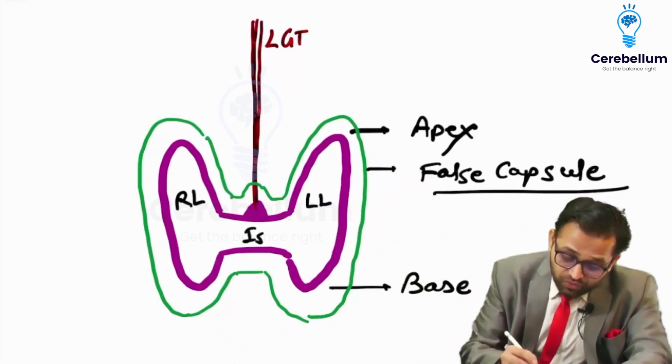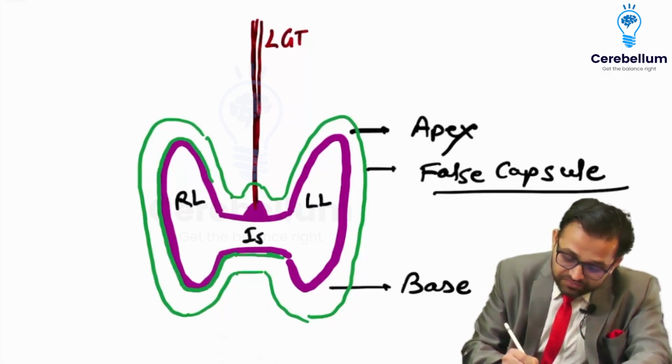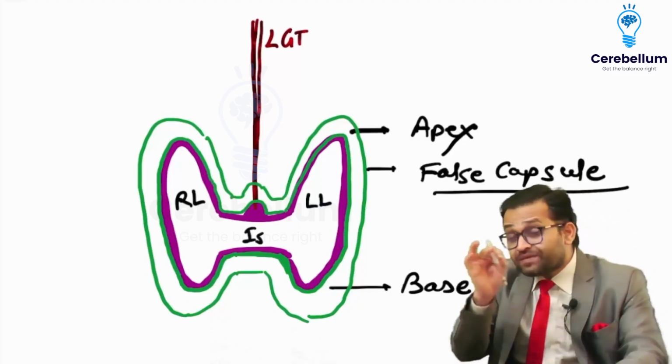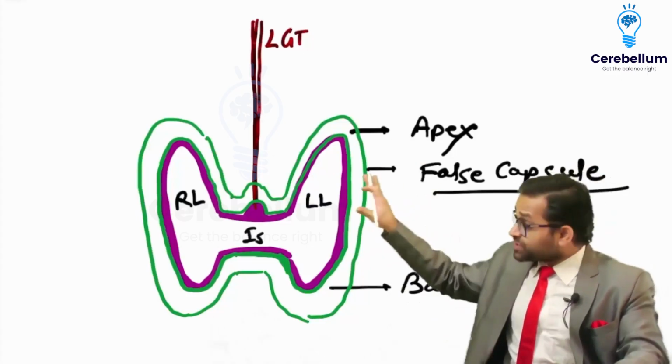But there is one more capsule which is firmly attached with the gland. Yes, the capsule which is firmly attached with the gland, remember, this is our true capsule. Getting the point? It is our true capsule. This true capsule cannot be separated from the gland. Why? Because this true capsule is formed by the substance of the gland.